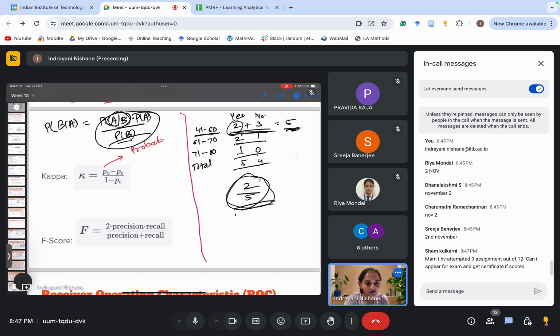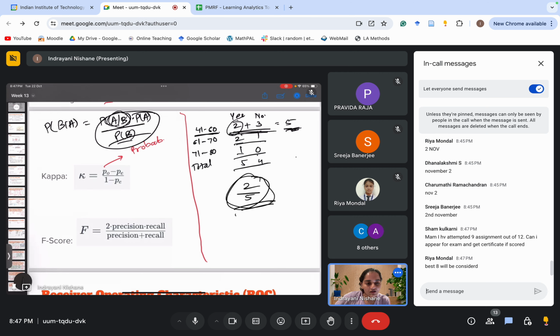9 assignments out of 12. These rules are generally the same for all NPTEL courses, so you have better knowledge about these compared to me. Many others in this meeting will be able to help you, that you have attempted 9 assignments out of 12. The best 8 will be considered. Okay, so you will get the certificate. Yeah, your query is answered here. So you can appear for the exam and you will get a passing certificate.